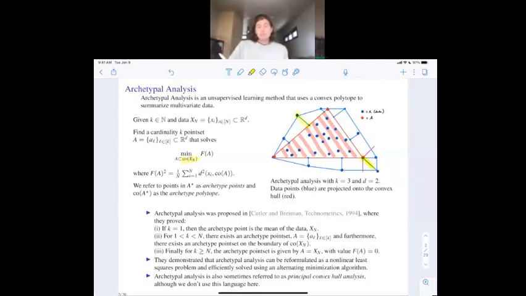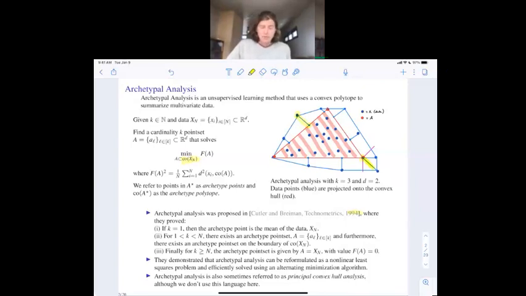All right, so this method, I'll say a few words about it. This was introduced in 94 by Cutler and Breiman, and they proved quite a few results for the method. The first thing is if k is equal to 1, so there's only one archetype point, you can show that that point is the mean of the data. So that's not surprising, right? This is the closest point to all the data.